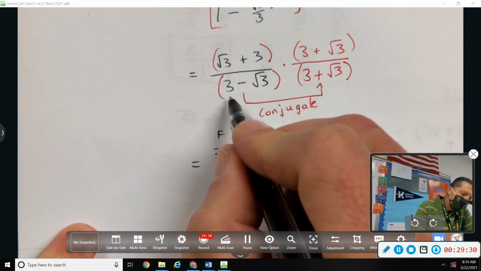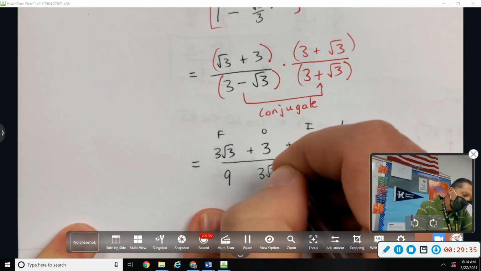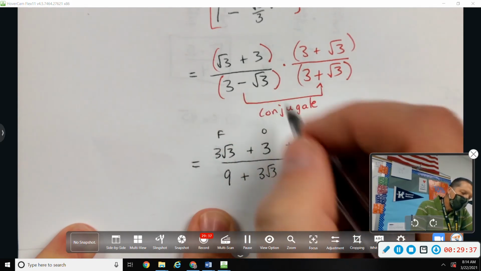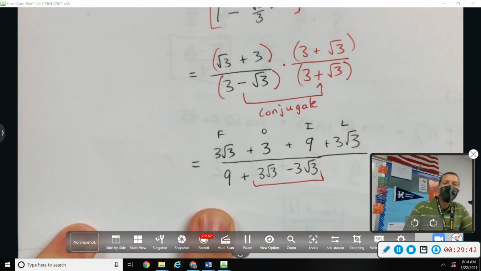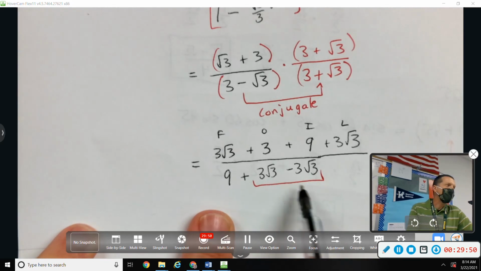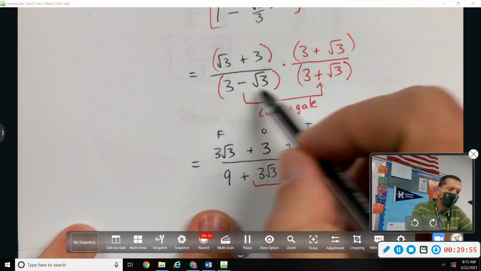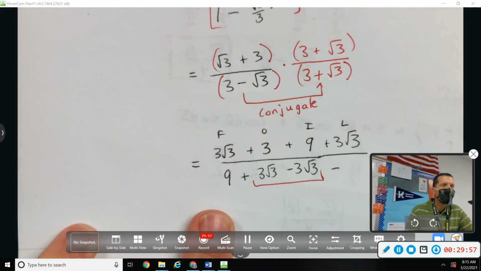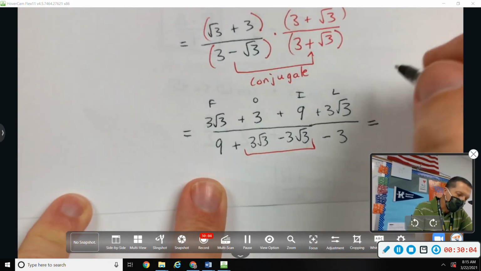So in the bottom, 3 times 3 is 9. Outside would be 3 root 3. Inside would be minus 3 root 3. That happens every time you multiply by the conjugate. That's why you multiply by the conjugate, to make the square roots go away. So a lot of people, they don't show that step because they know that that's going to happen. And then the last one, this is what people mess up on. What's square root of 3 times square root of 3? 3. Now we just got cleanup to do here.